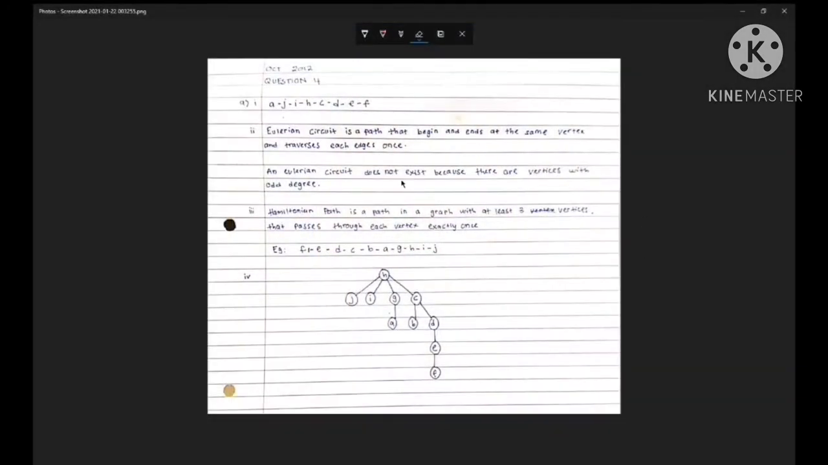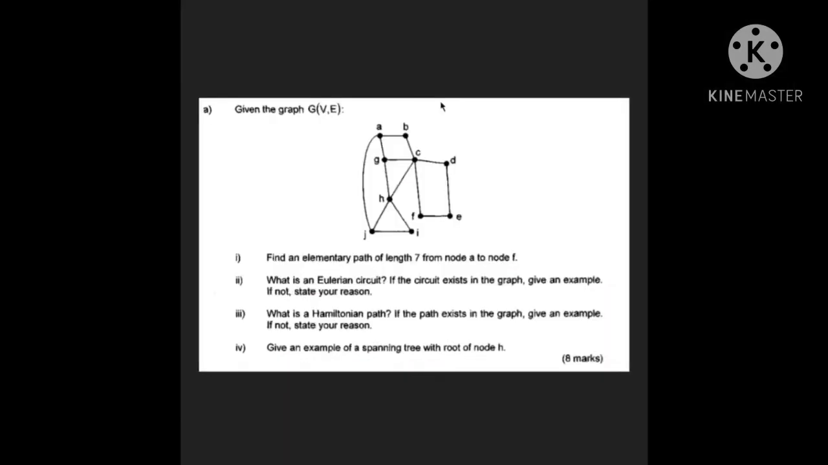Assalamualaikum warahmatullahi wabarakatuh. My name is Karikwan bin Zazili, and now I want to show you how to answer the first question. The first question is: find an elementary path of length 7 from node A, which is this node A, to node F, which is this node F.